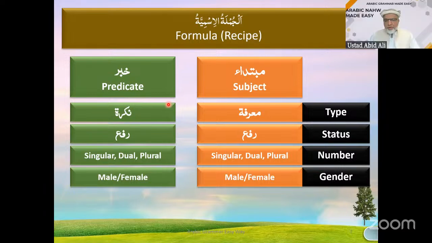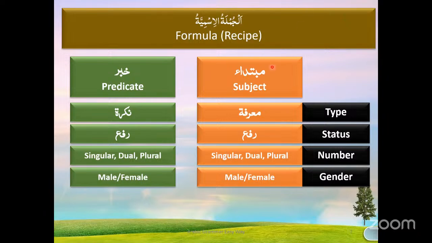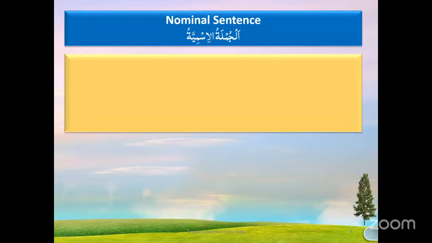So if we remember this recipe or this formula, all our sentences are following this rule. A show of hands, that now we understand how the nominal sentence is constructed. Okay, good. Only 2 hands, by the way. I need to see more hands. Are we raising hands? Okay. So let's go to the next page.